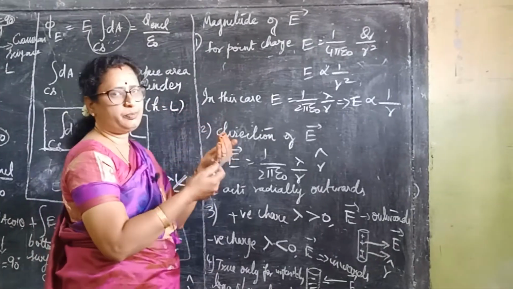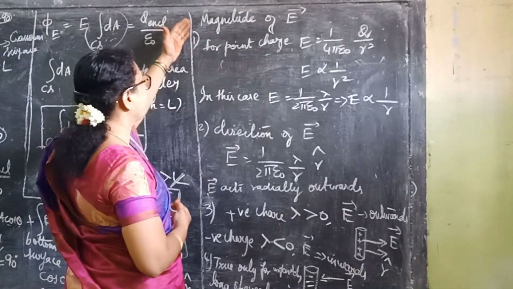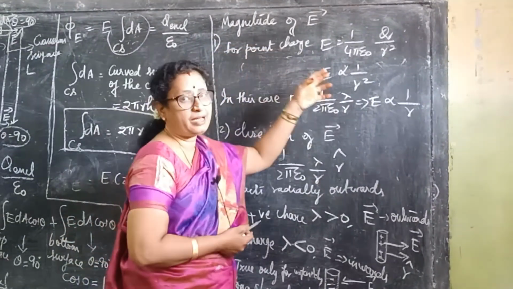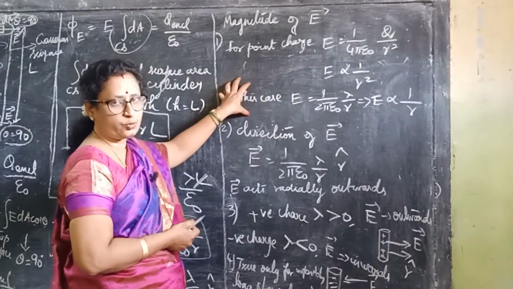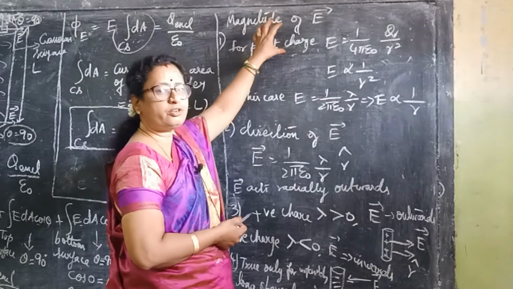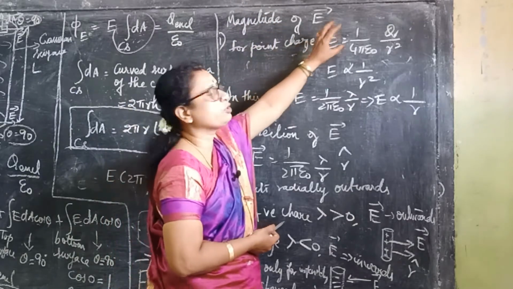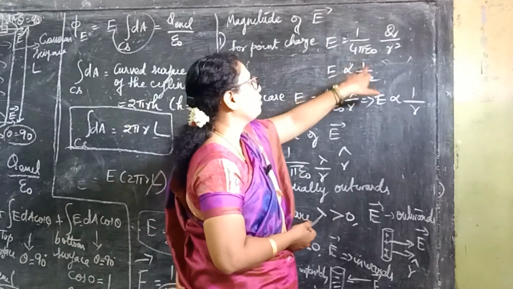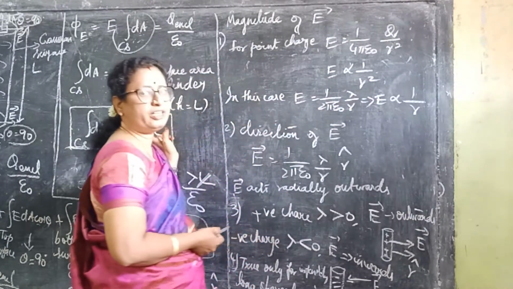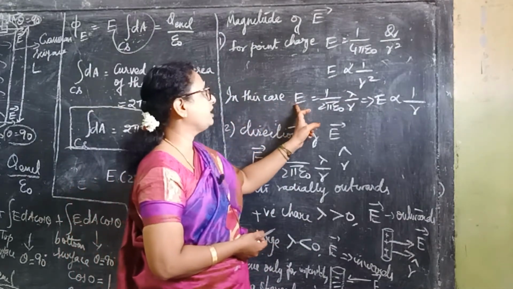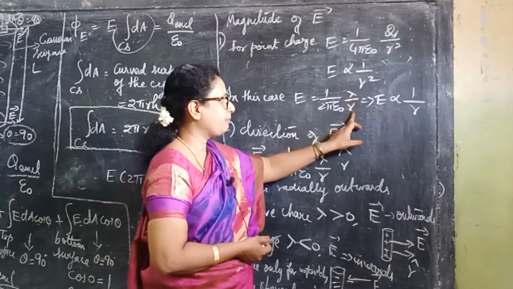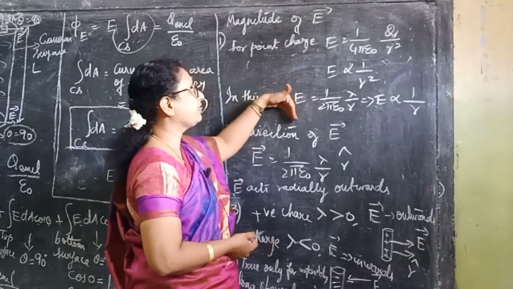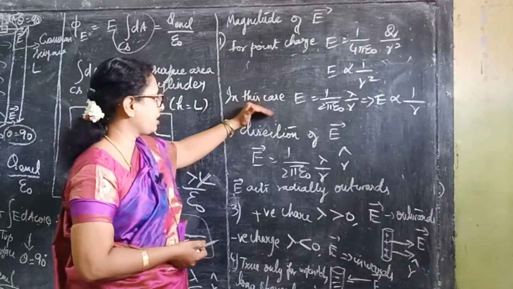Now, what are all the interpretations we are going to make from this? First, we will see the magnitude of E. We are going to compare the magnitude of E for an infinitely long charged wire with the point charge. For a point charge, which we have already derived in the initial part of our lesson, E is equal to 1 by 4 pi epsilon naught Q by R square. So, in this case we find E is proportional to 1 by R square, but for an infinitely long charged wire we got the expression E is equal to 1 by 2 pi epsilon naught lambda by R, from which we understand E is proportional to 1 by R. This is just comparing the electric field for a point charge and an infinitely long charged wire.